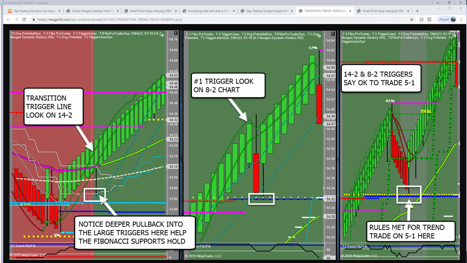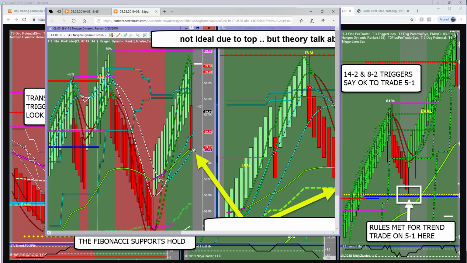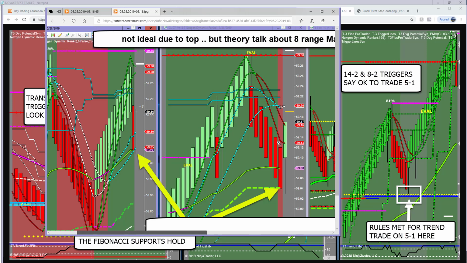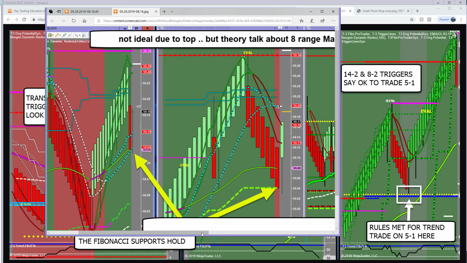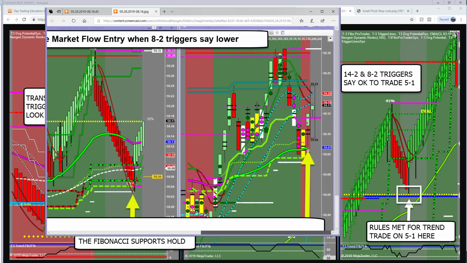If the 14-2 chart says you still should be taking longs, right? So again, 14-2 chart says, hey, you should still be taking longs, but the 8-2 chart triggers are below. You're going to wait for a market flow signal to set you free and get you in. That is everything that you need to not only study, but you have to practice.